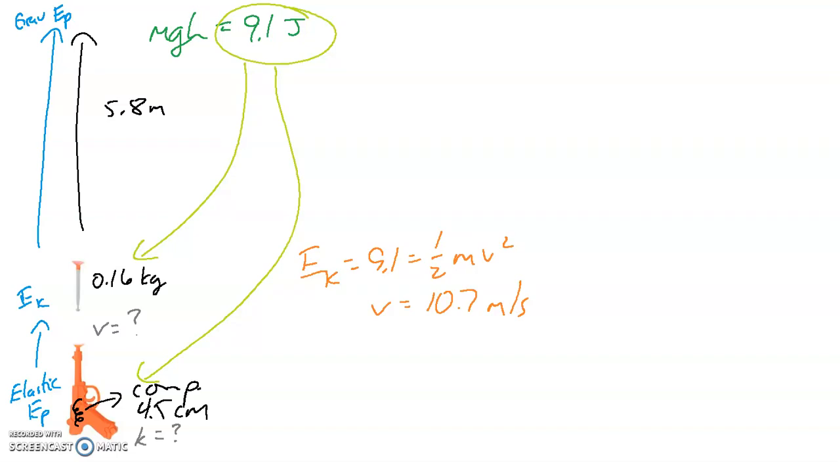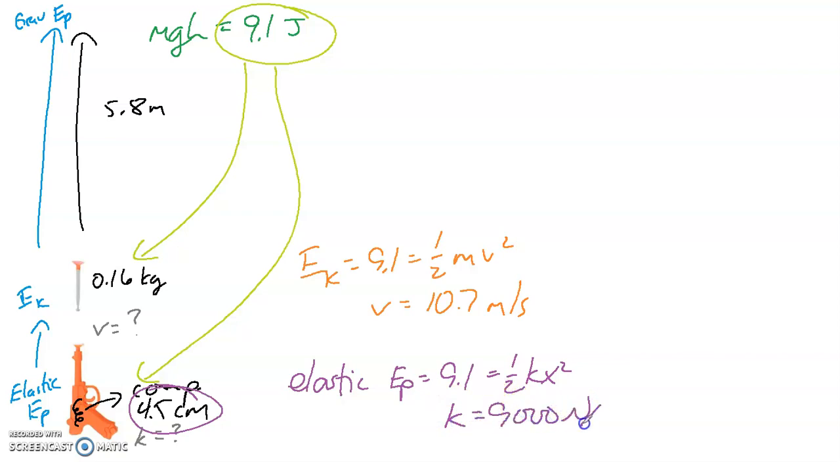Okay, now do the exact same type of thing for the very bottom of the situation, where it's in the spring. That's where all the energy is. That 9.1 joules came from the spring in the first place. So my elastic potential energy down there also was 9.1 joules, and this is equal to 1/2 kx squared. I've got the 9.1 joules, I've got the 1/2, K is what I'm looking for, and I've got my x value, which is the 4.5 centimeters. Just make sure that you change that into meters, and don't forget to square it when you calculate. So we rearrange, and if we solve for the K value, we should get around 9,000 newtons per meter.